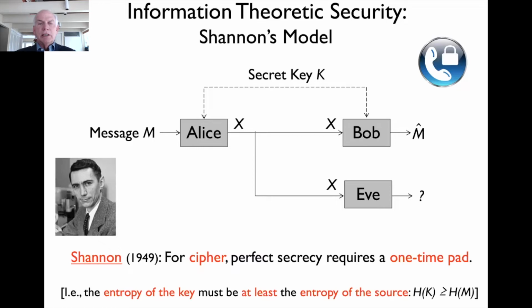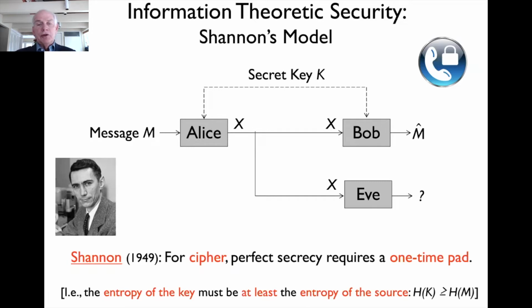I'll just point out that in this model, the channel is ideal. Both Eve and Bob see exactly what Alice transmits. So that's a key point here. And Shannon was able to show good news and bad news. The good news Shannon showed was that in a system like this, you can achieve perfect secrecy, where secrecy is in terms of information theoretic secrecy, meaning that the information Eve can extract from X about M is 0. So that's the good news.